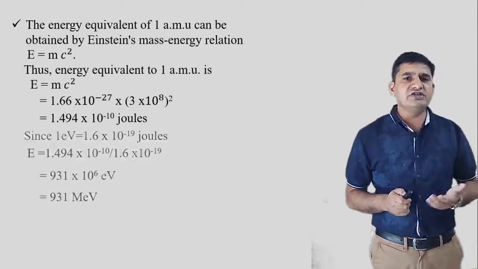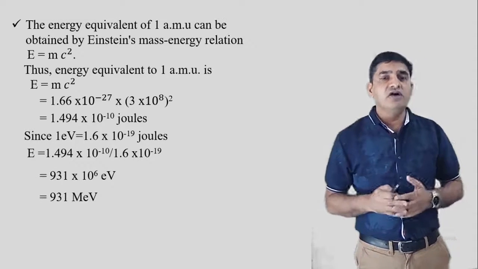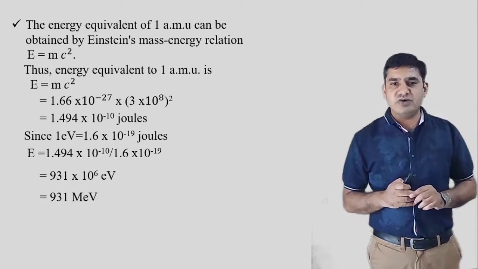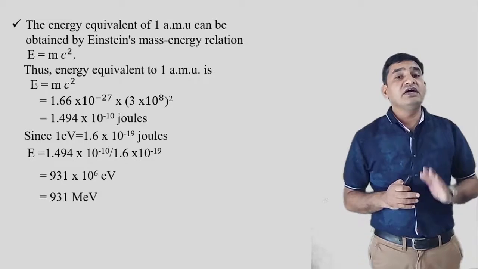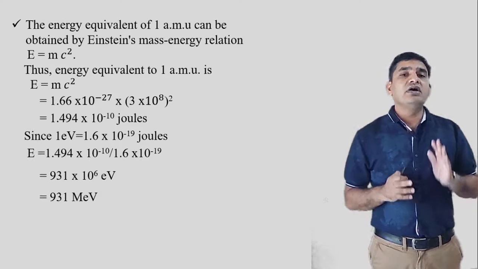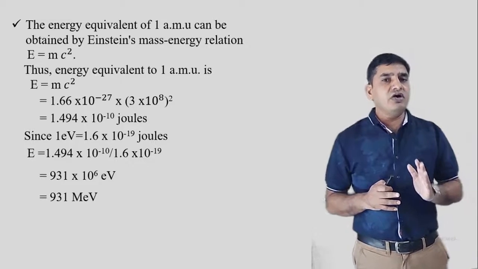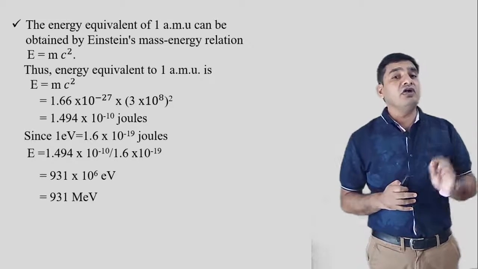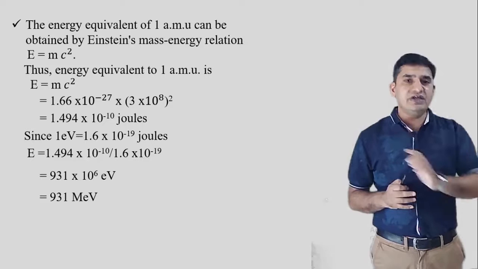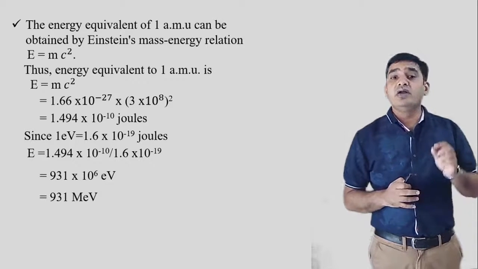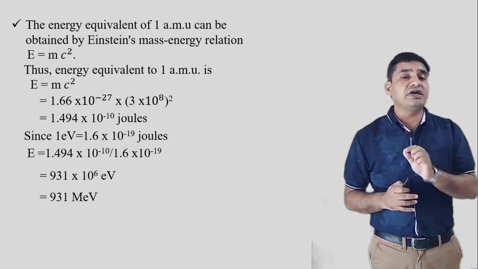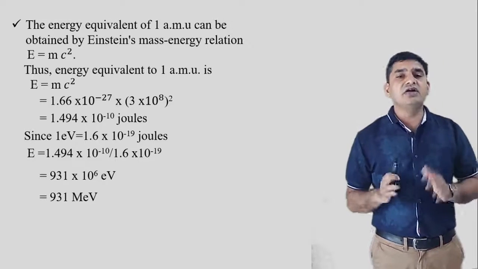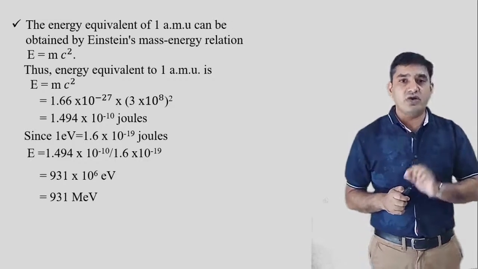We can find the energy in electron volt. We know that 1 electron volt is equal to 1.6 into 10 raised to minus 19 joule, and therefore energy in electron volt E is equal to 1.494 into 10 raised to minus 10 divided by 1.6 into 10 raised to minus 19, and it is equal to 931 into 10 raised to 6 electron volt, or simply 931 mega electron volt.